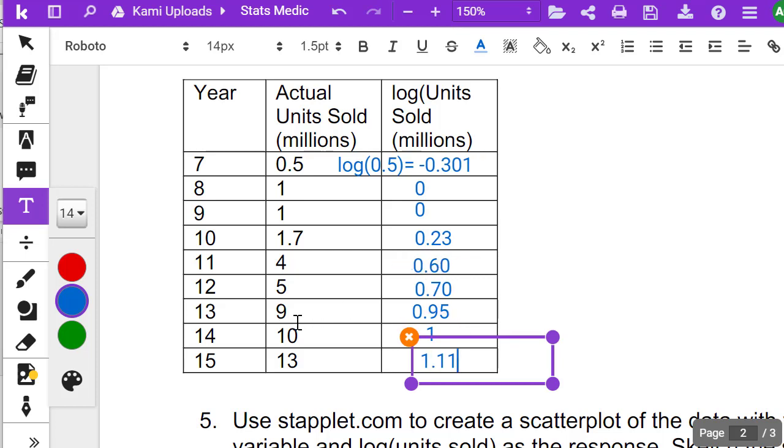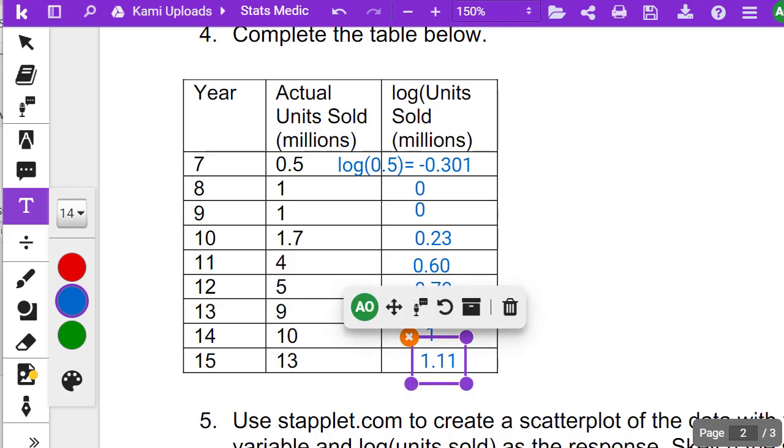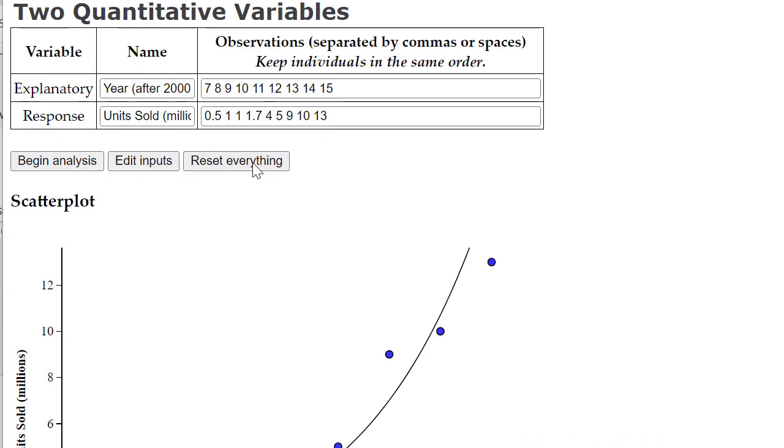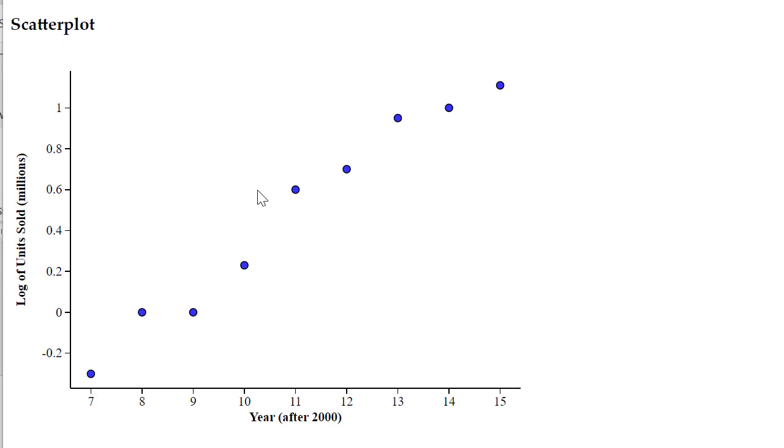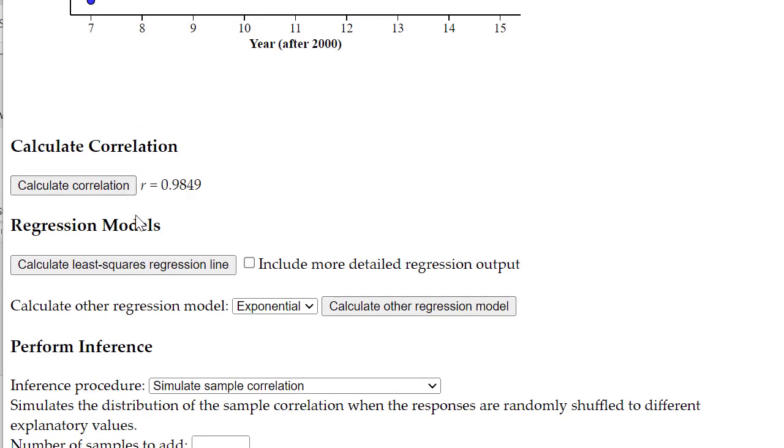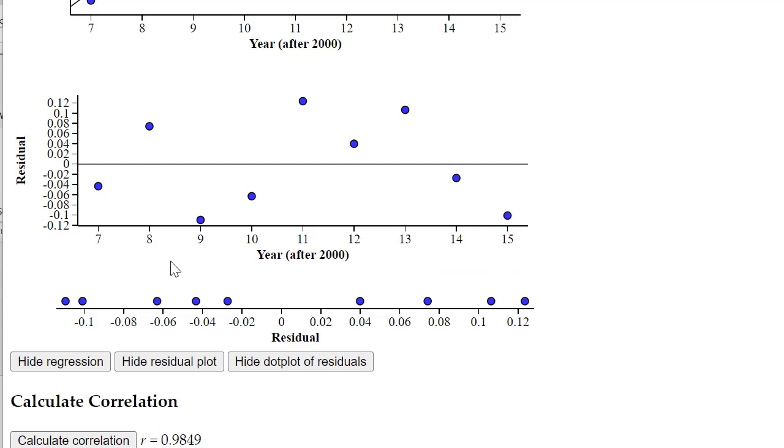All right. So now I'm going to go ahead and punch this data into my Statlet. So we're going to go back here. We're going to edit our inputs. And instead of units sold, we're going to do log of units sold. And we'll plug in these numbers. Negative 0.301, 0, 0, 0.23, 0.60, 0.7. Keep your decimals when you're doing your analysis. Don't round too much, okay? So there's my new equation, and let's go ahead and do the correlation and the regression line.